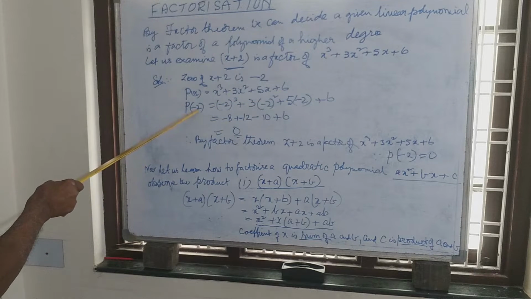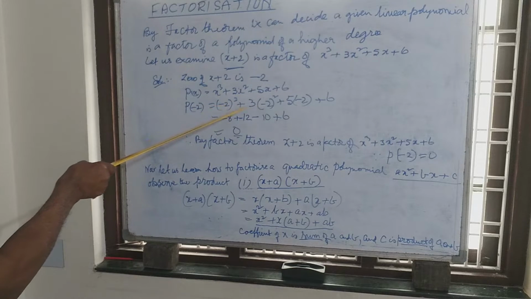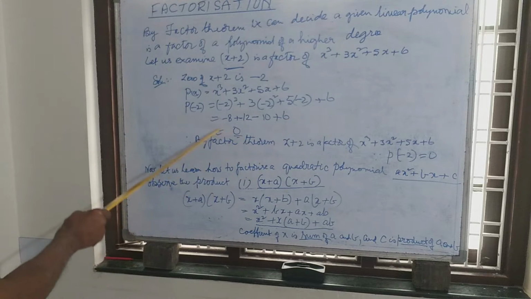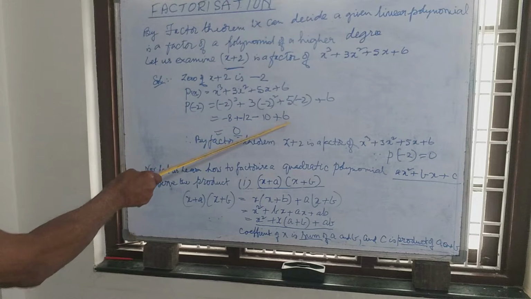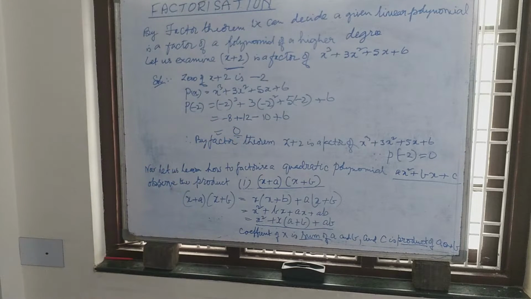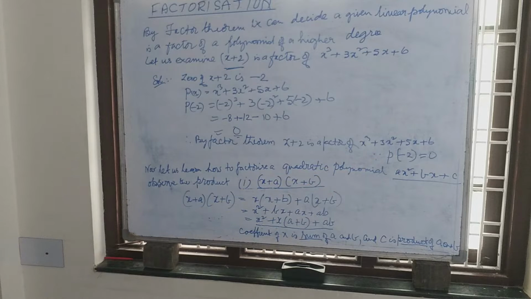P(−2) = so now substitute −2 in place of x: (−2)³, 3 into (−2)², 5 into −2, plus 6. After simplification, the sum of all these numbers is 0. So we have P(−2) = 0. So by the factor theorem, x + 2 is a factor of x³ + 3x² + 5x + 6, since P(−2) = 0.